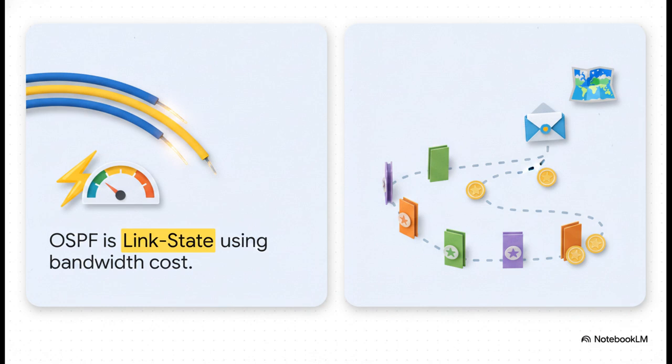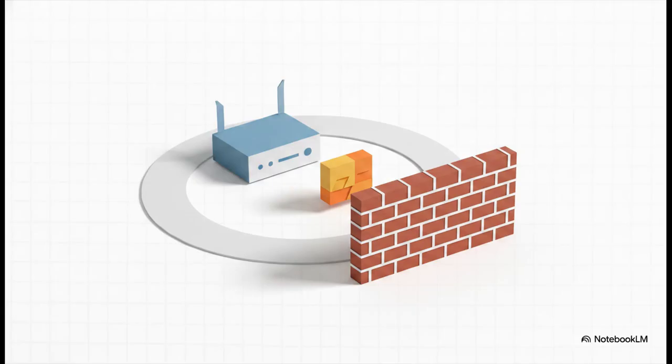BGP, on the other hand, is a path vector protocol. BGP honestly doesn't care about the physical speed of a cable at all. Instead, as a route is advertised across the internet, BGP simply attaches a list of every single autonomous system number that the route has passed through. And this running list is what we call the AS path. So the absolute crucial point here is how this AS path brilliantly solves one of networking's biggest headaches: infinite loops.